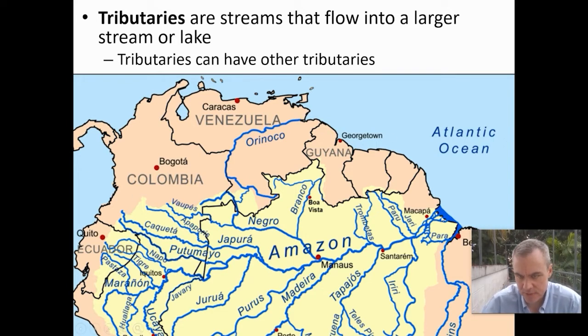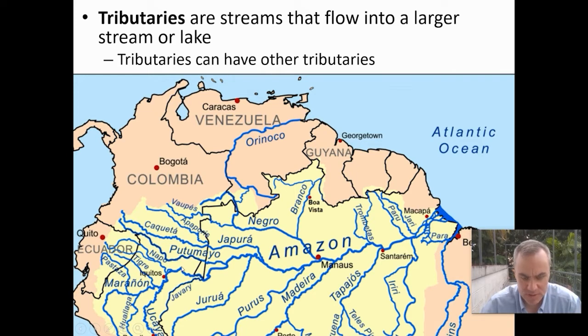Let's take a look at the Amazon here. So you see Macapá over here in Brazil. You can go down the Amazon like this. But then you see there's lots of tributaries. The Amazon has tributaries like the Japura, for example, right here, which then has its own tributaries like the Apaporis right here and all, et cetera, the Putumayo.